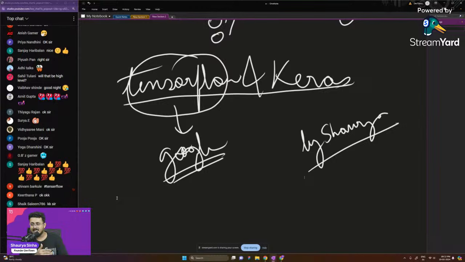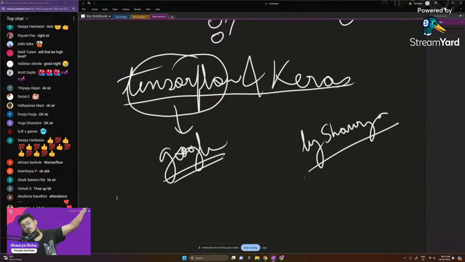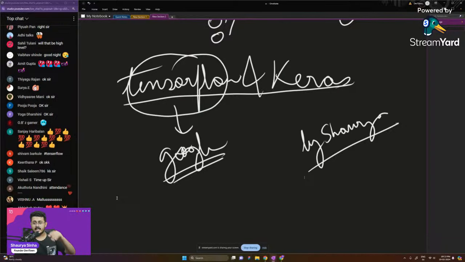Now, Keras is built on top of TensorFlow. Keras is built on top of TensorFlow, guys. Keras is like one level next to TensorFlow. Keras is like the high level of what TensorFlow is providing to you guys.